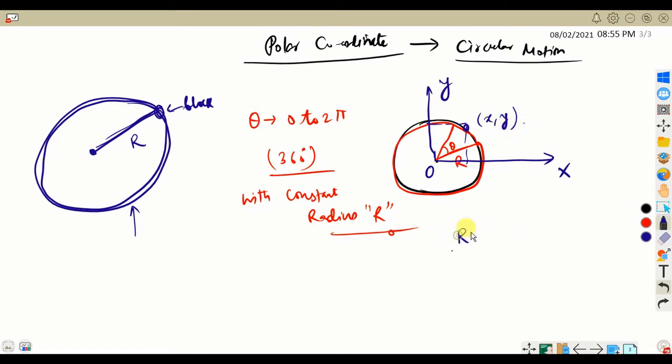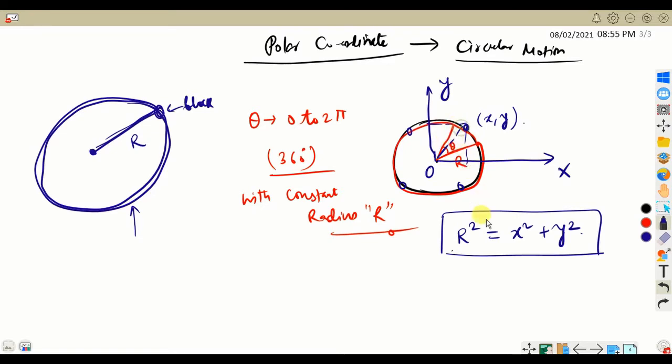Now we have this particular relation: r squared is equal to x squared plus y squared. And this is a very interesting thing. The radius is fixed, because no matter whether your object is here, here or here, the radius is fixed. So for a circle we have this particular equation, and we are calling it the constraint equation.